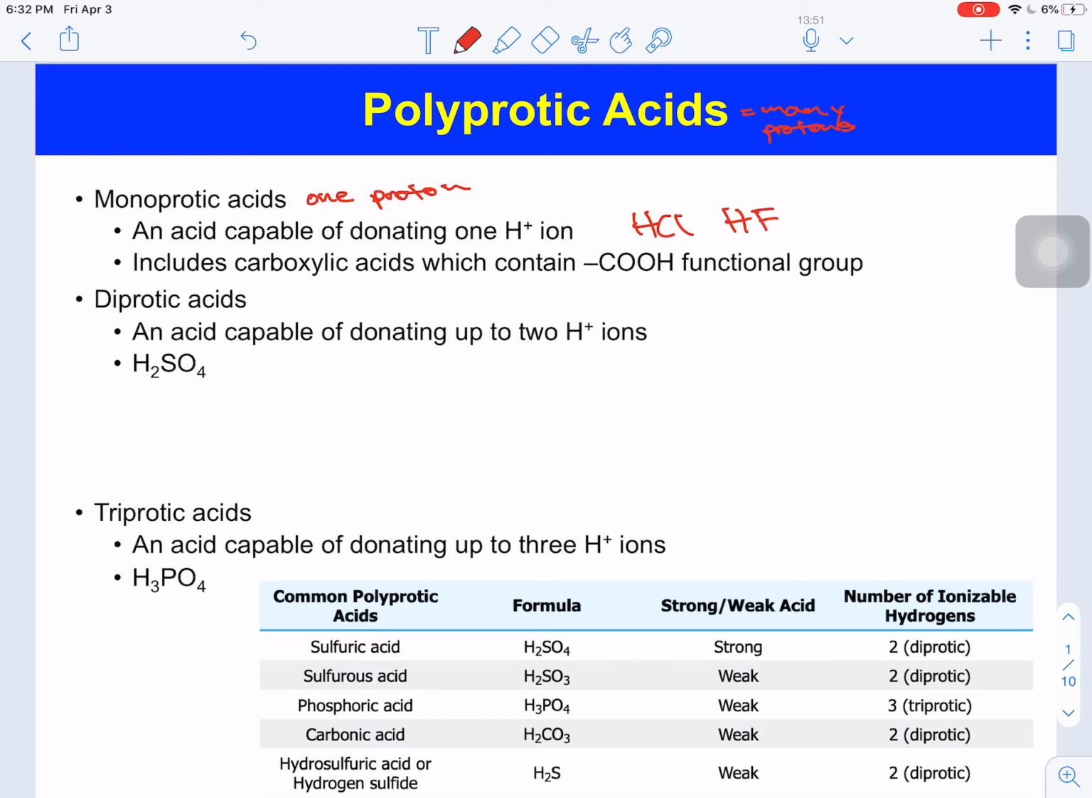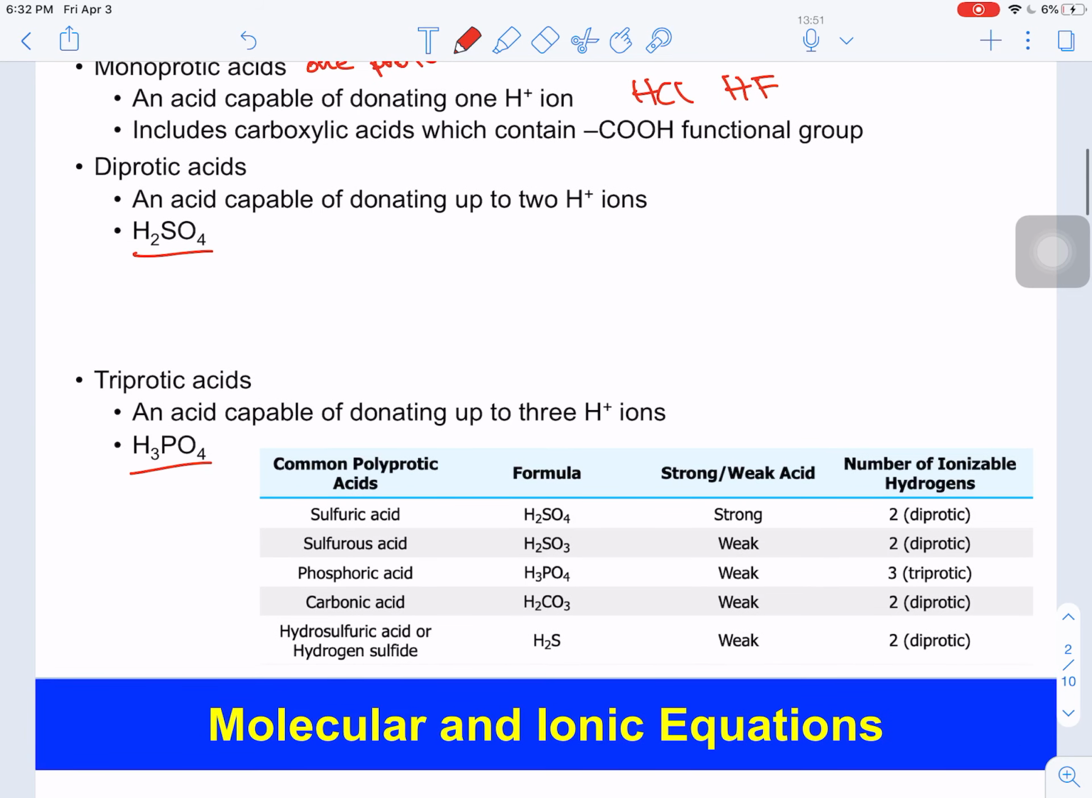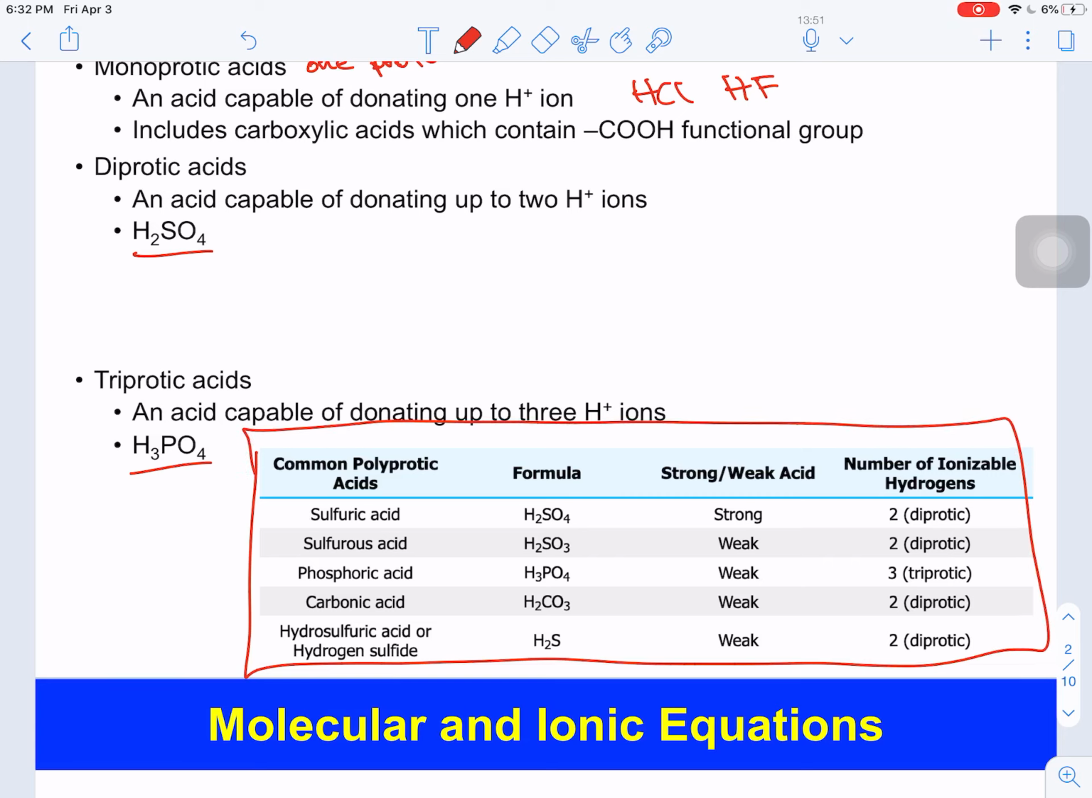Polyprotic can be further specified into diprotic and triprotic. Di obviously meaning two, tri meaning three. An example of diprotic would be H2SO4. We got two H's there that it can donate. And down here, triprotic, we have H3PO4, phosphoric acid, that can get rid of all three of those H's, making it a triprotic acid. This table here shows some common polyprotic acids. It's just helpful to become familiar with.